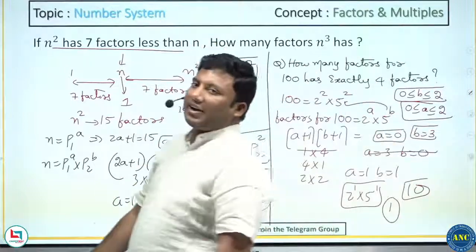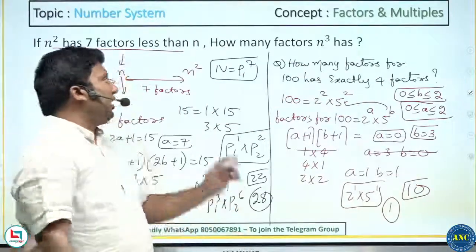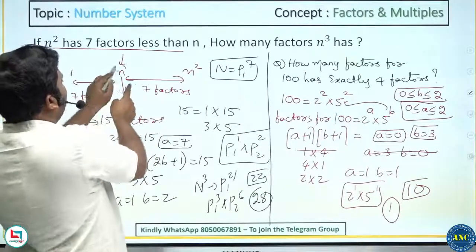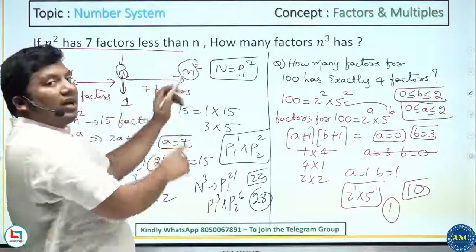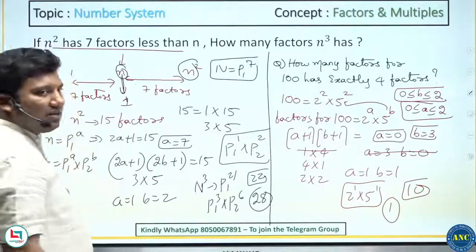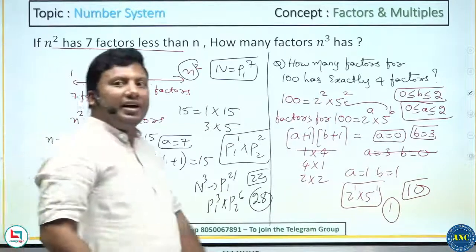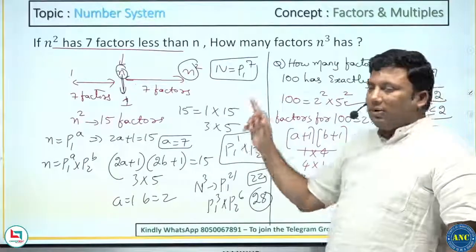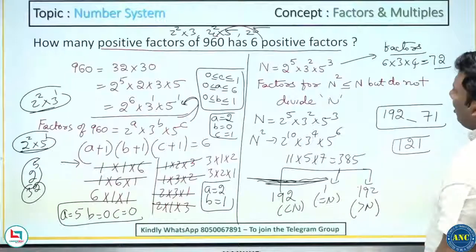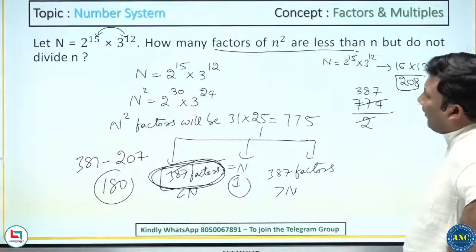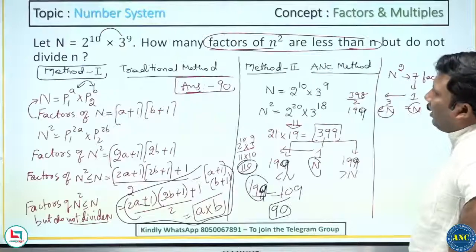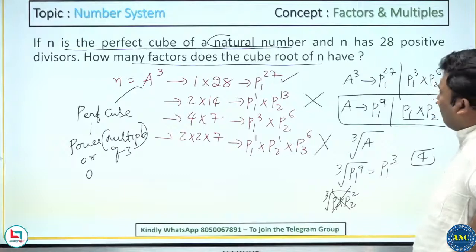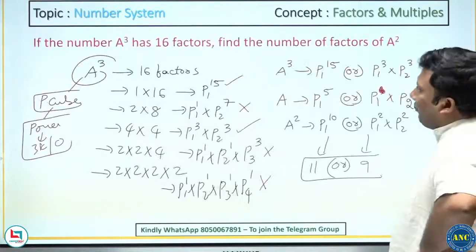n square has 7 factors less than n. That means there are 7 factors greater than n and 7 factors less than n. In between it is 1, because n square is a perfect square. I hope the idea is clear. This is a question based on a perfect square. How many factors of n square are less than n? These n, 2n, 3n are given. Sum of the factors. The given question is a perfect cube.